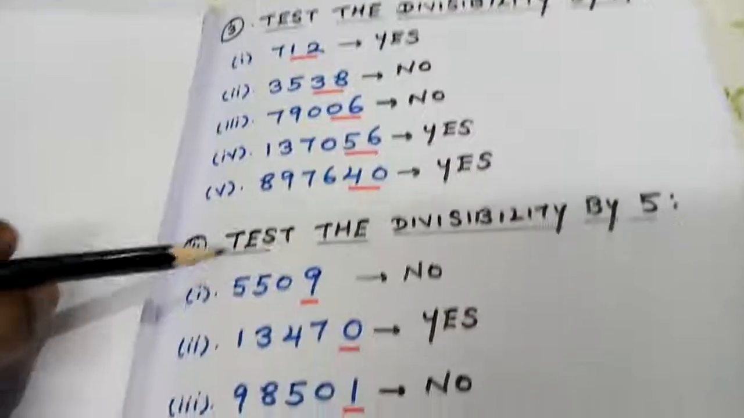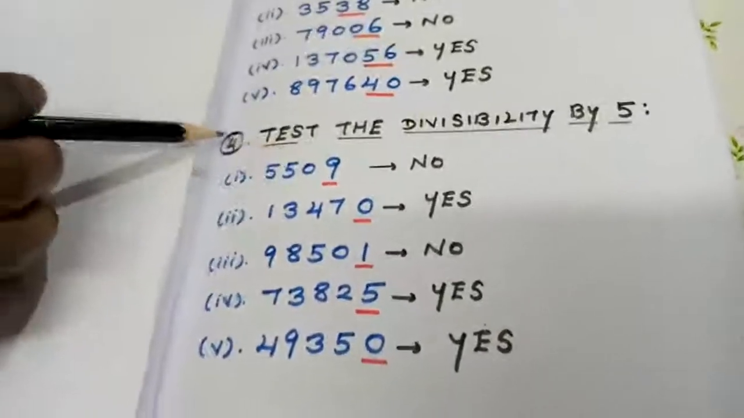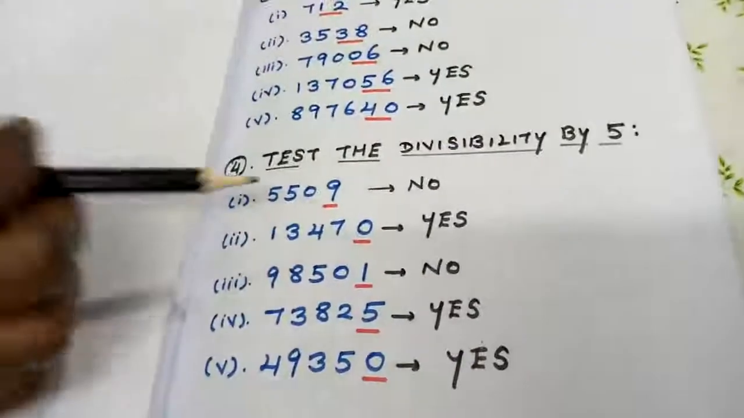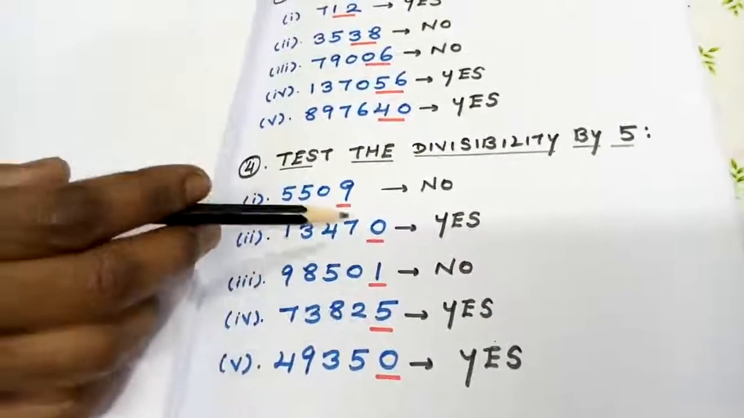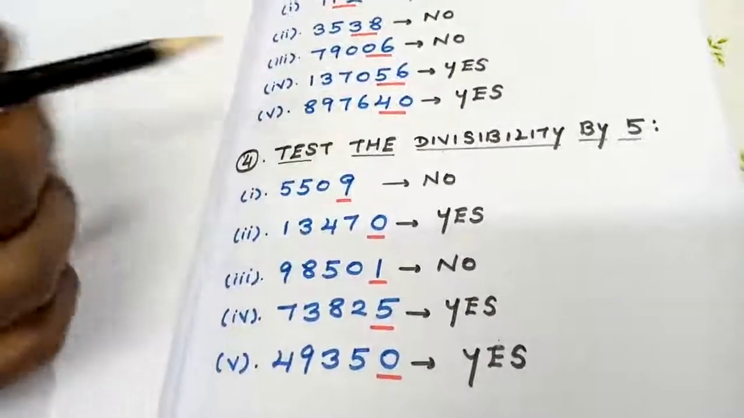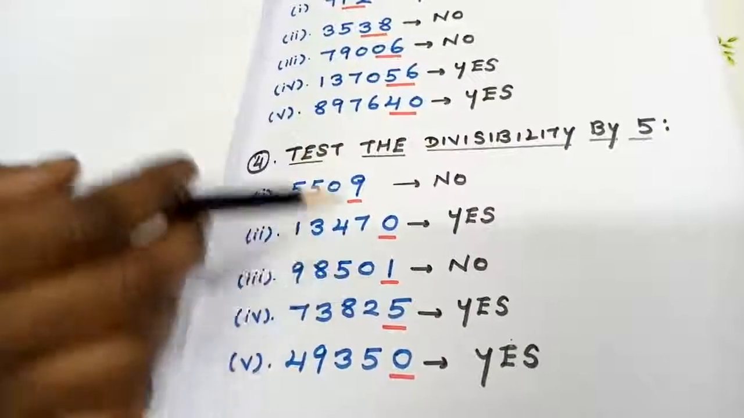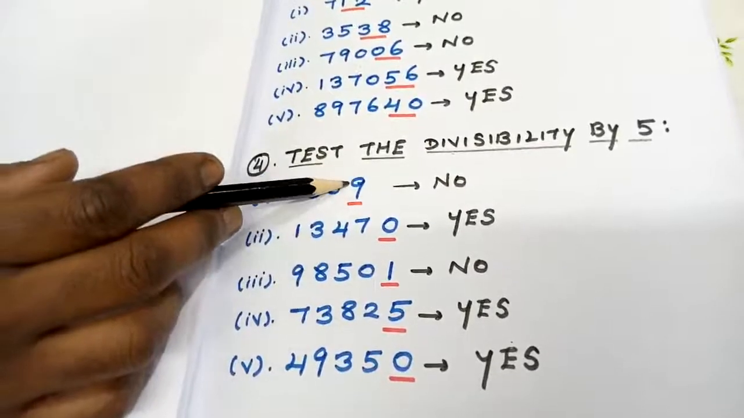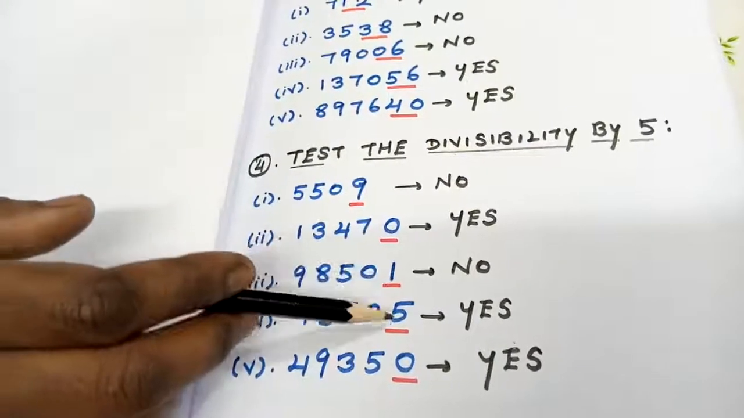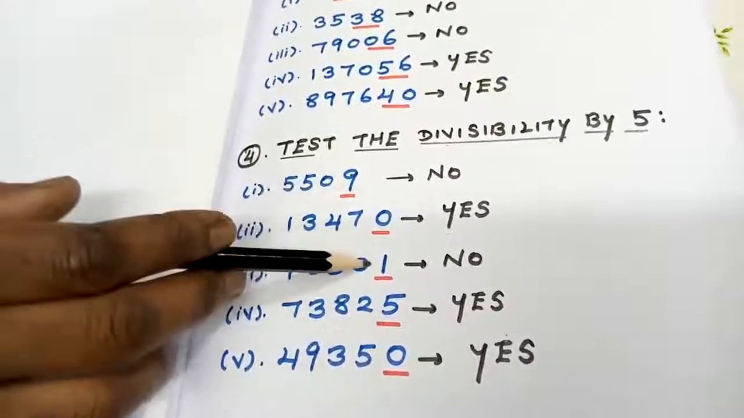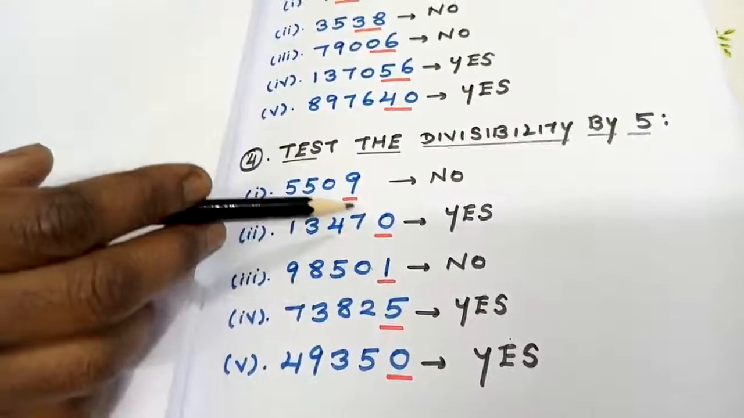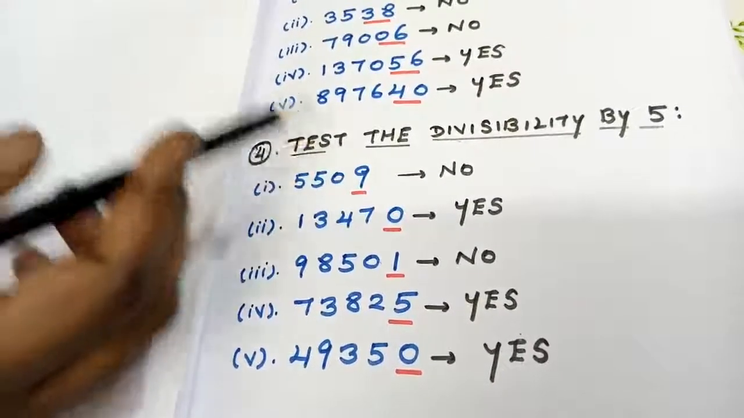Coming to the test of divisibility by 5, fourth question. If the number ends with 0 or 5, then I can say it is divisible by 5. So if you see here, 9, 0, 1, 5, 0, 9 and 1 is not divisible by 5, since the ending digit is not 0 or 5.